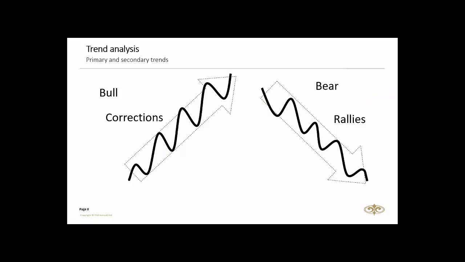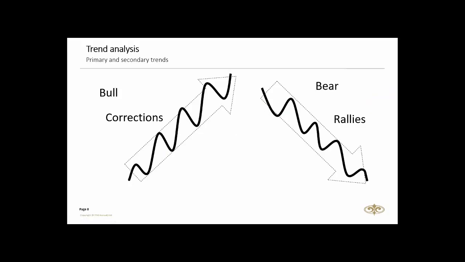Remember, as I mentioned, secondary trends within a bull trend are called corrections. I always think of them as areas of profit taking. In a rally, I always think of the guys that got in the first time, didn't get out at the right time. Now they're trying to break even. So that's the thinking behind it, the psychology.